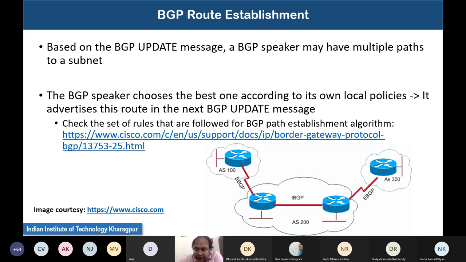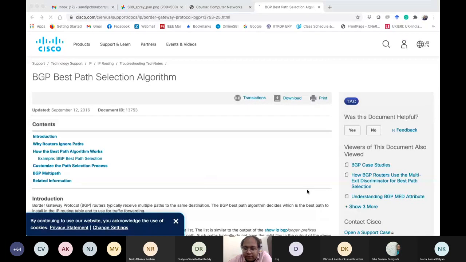Okay, let me just share my desktop. I hope my desktop page is visible to you. Any one of you, please respond. You can see that website page, right? The Cisco BGP page. Yeah.